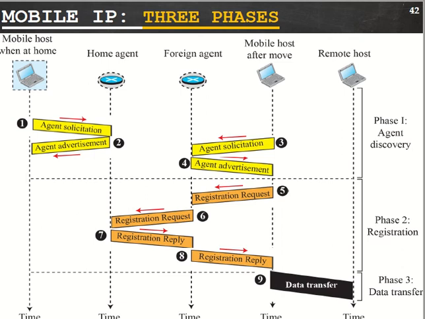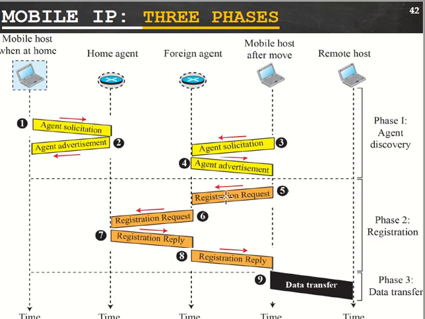Whenever a communication has to take place between a remote host and a mobile host, it has to go through three different phases. The first phase is called agent discovery. You can see in this diagram, the first one is agent discovery, the second one, phase 2, is called registration, and the third and last one is called data transfer.